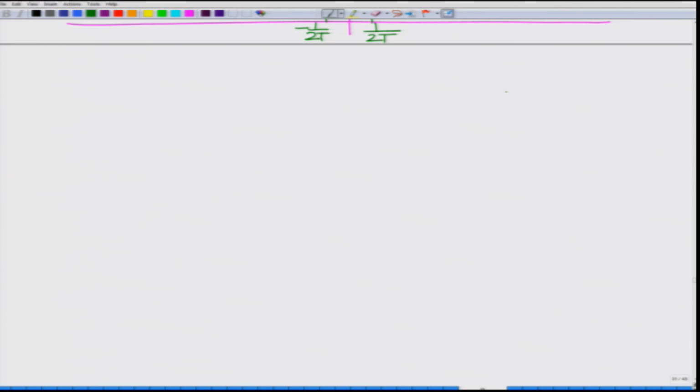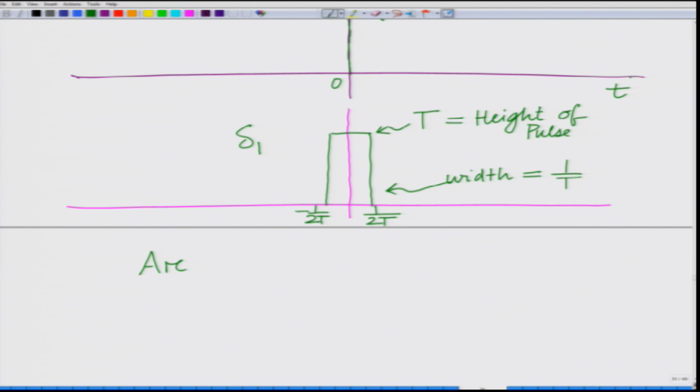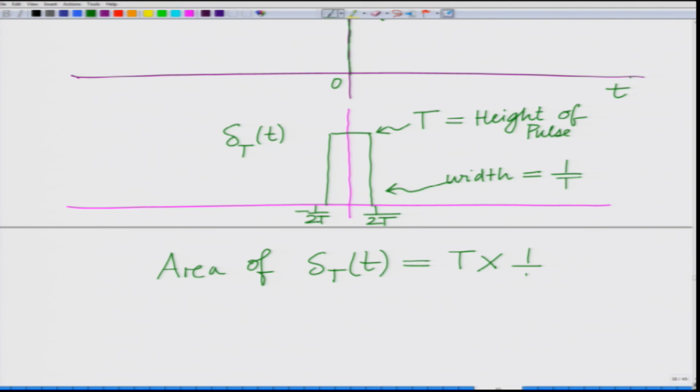So, the area of the pulse, let us denote this pulse by delta sub capital T of t. Now, you can see the area for any capital T, the area of delta T is basically its height, which is equal to T, into the width, which is 1 over T, which is equal to unity.